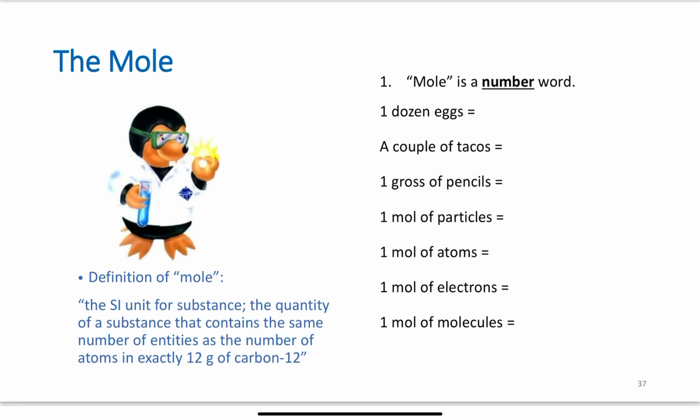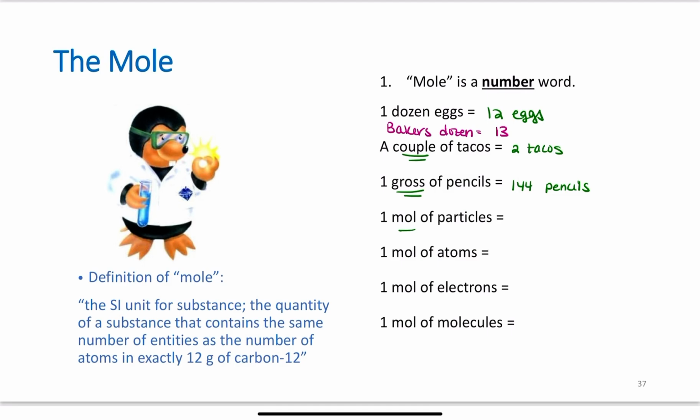I mean it represents a specific number of things, such as if I said 1 dozen eggs, I know that means 12 eggs. If I said baker's dozen, I know that represents 13 of whatever I'm talking about. If I say a couple of tacos, the word couple means 2. So this would be 2 tacos. A gross of pencils. Now, fewer people tend to know what a gross means, but gross itself means 144. So this would be 144 pencils.